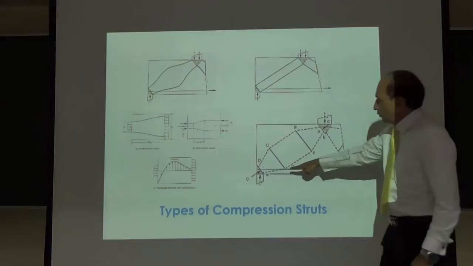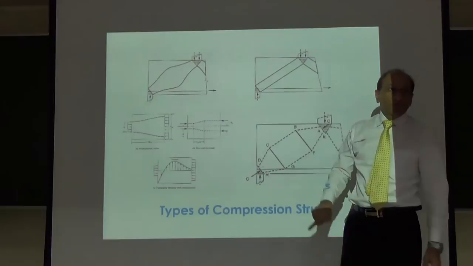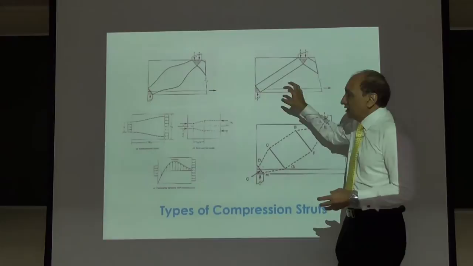Only at a support, it is possible that if this support, but as you can see, if this is the point load, support reaction will be half, half. So again, you get a smaller loading. So it's very difficult for a strut to fail in compression, almost impossible.